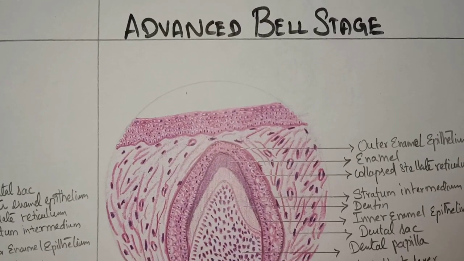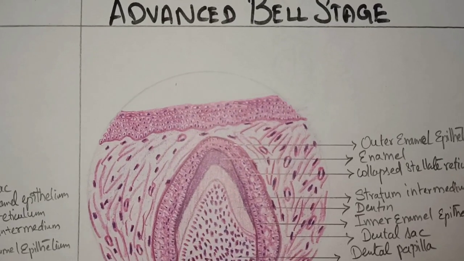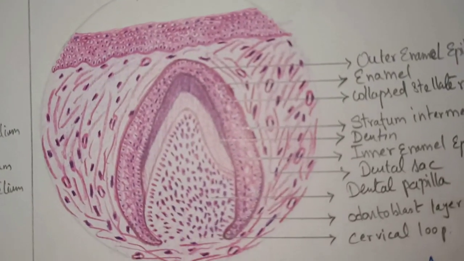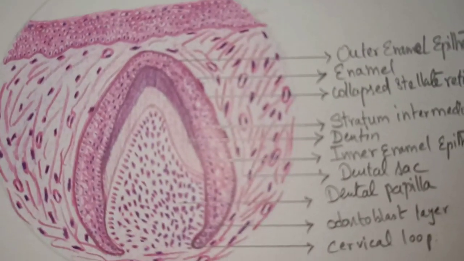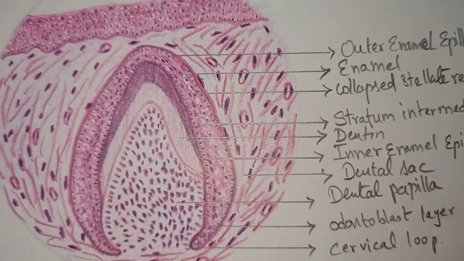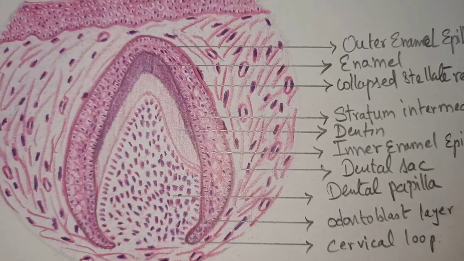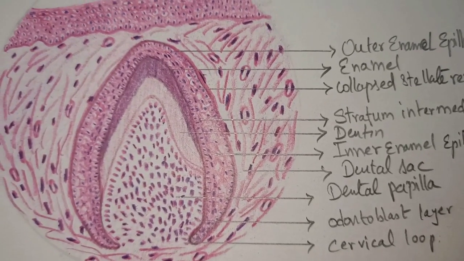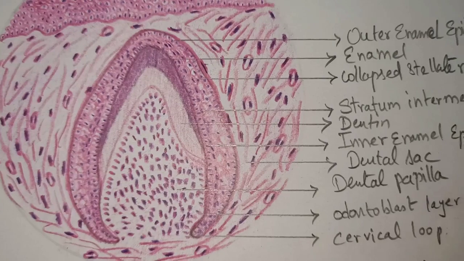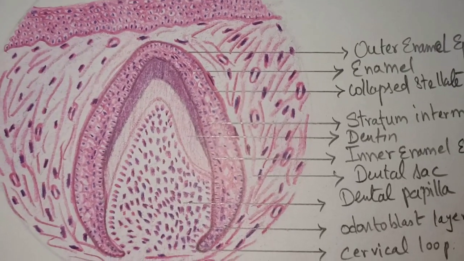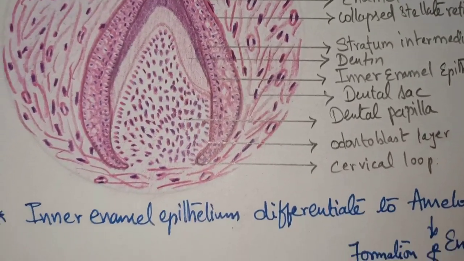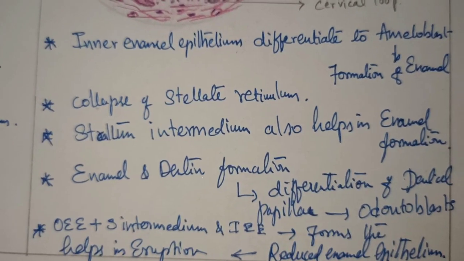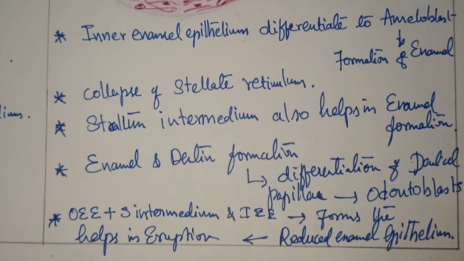So I'll be covering the last stage of tooth development, that is the advanced bell stage. This is the main portion of tooth development, where the formation of enamel and dentine takes place. The inner enamel cells differentiate into ameloblast cells, resulting in the formation of enamel, and from the dental papilla the odontoblast cells form and differentiate, resulting in the formation of dentine. When you are asked to describe it, you can write the various layers across the stages of tooth development, from the bud stage to the cap stage to the bell stage.